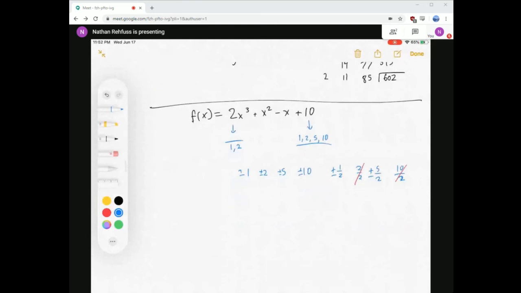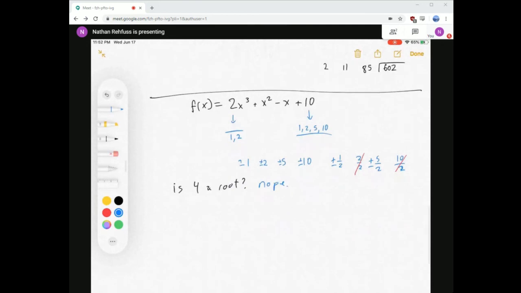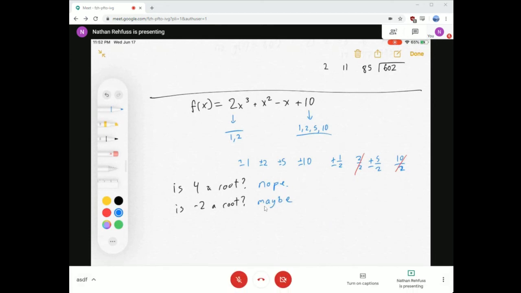So if I ask, is 4 a root? The answer is nope. It's not on the list. So I'll ask, is -2 a root? The answer is, well, it's on the list, so maybe. Not everything on the list is going to be a root, but it's on the list, so maybe. 4 is a rational number, and it's not on the list, so it can't be a root.